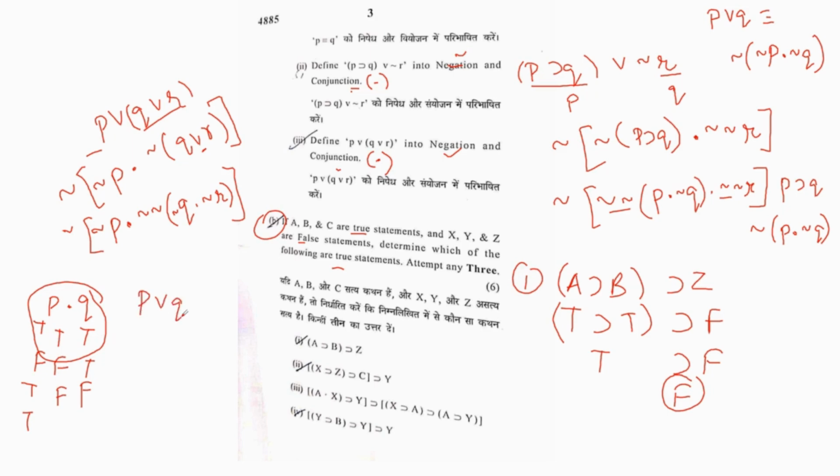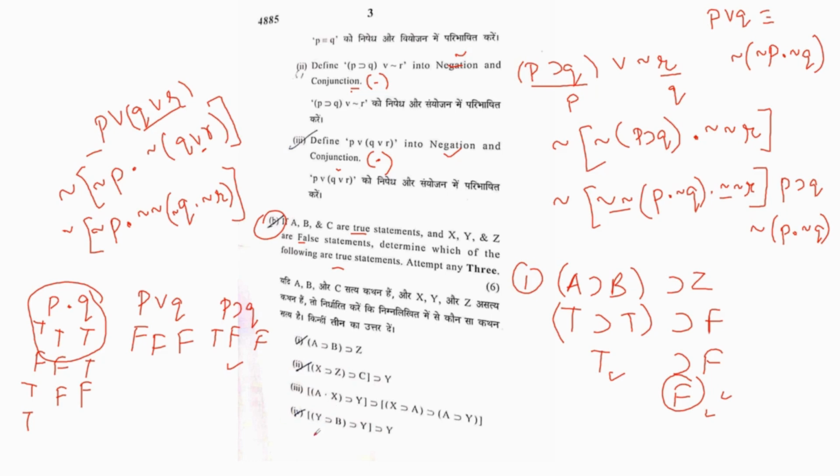In P wedge Q, if both disjuncts are false then you get false, and in P horseshoe Q, if the antecedent is true and the consequent is false, it is false. So if you have T and F, then your answer is F. Similarly, you can do the other questions as well.